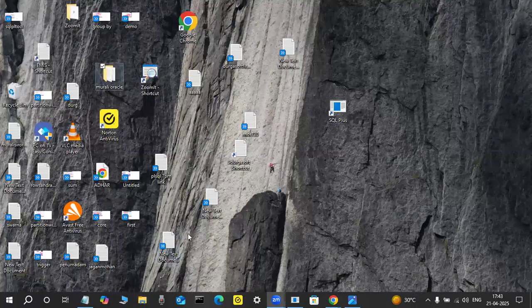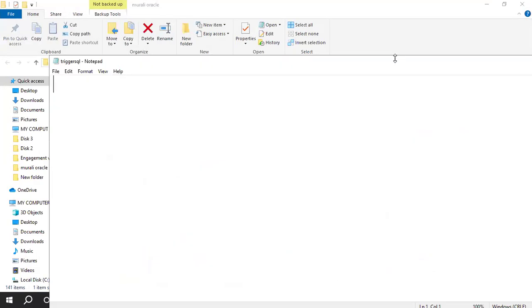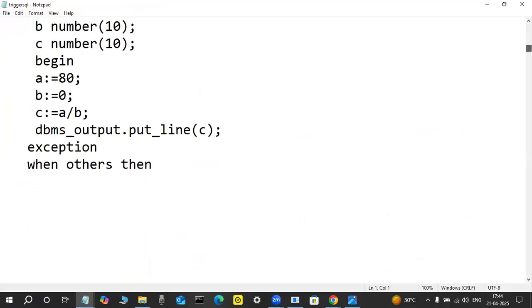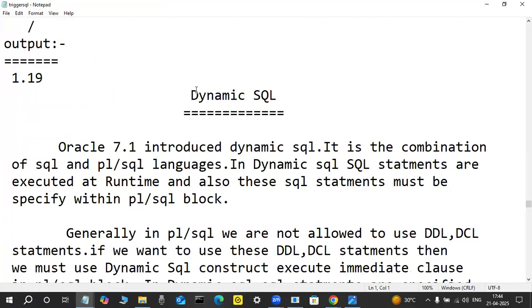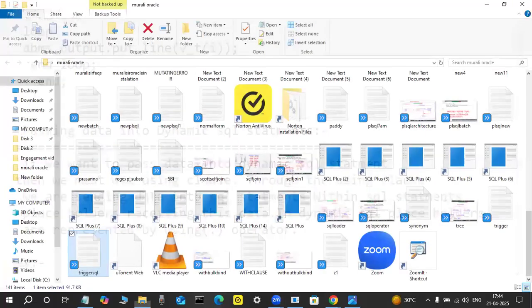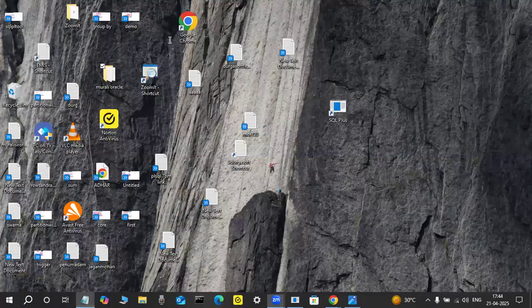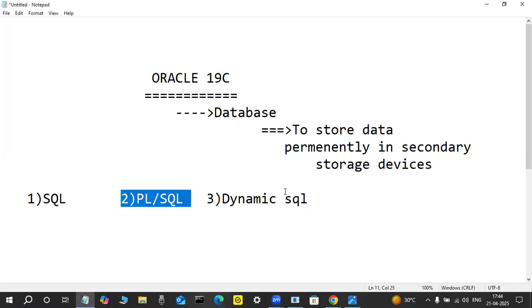Okay, dynamic SQL also, 1 minute observe here. There are so many things. Yes, here dynamic SQL is there. Here we are learning about all these things. That's why at least observe it here. If you want to operate Oracle, then which languages are we using? If you want to operate data in a database, then we are using which languages? SQL, PL/SQL, dynamic SQL.